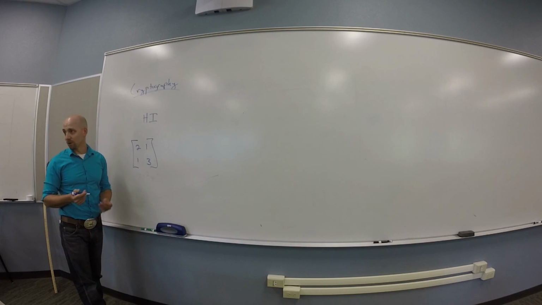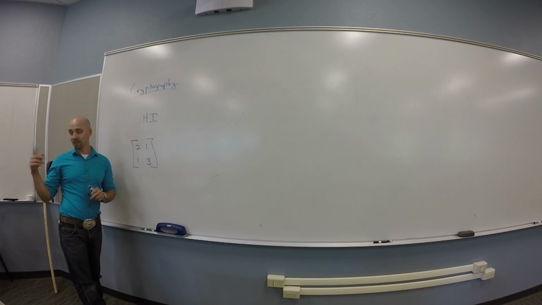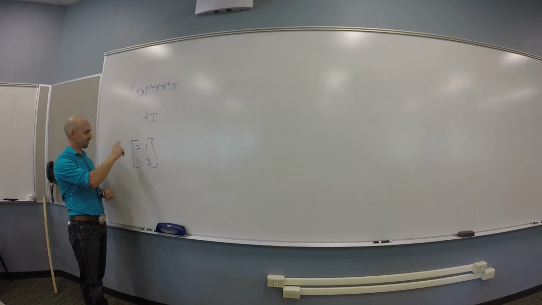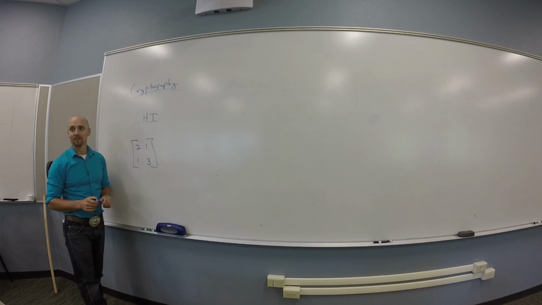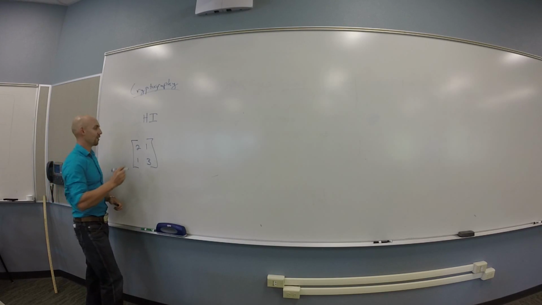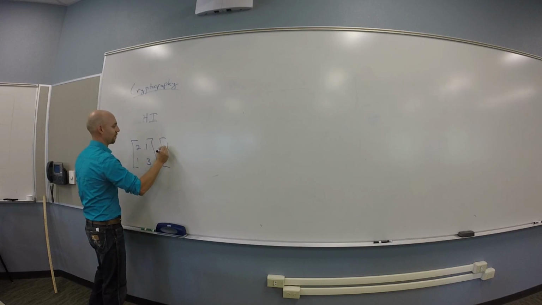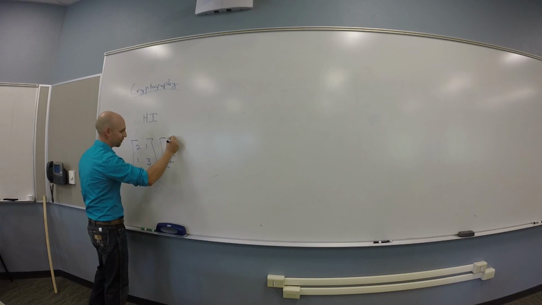How do I know this thing's invertible? Because the determinant's not 0, specifically, it's like 5 or something. Cool? Okay, so my goal is going to be to apply this to my message.